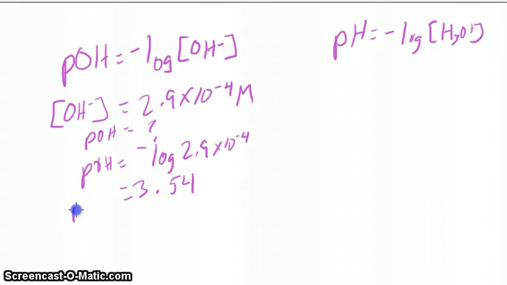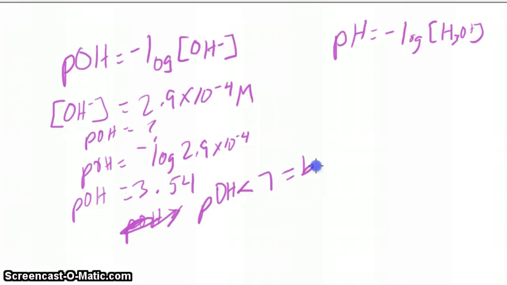And so you'll notice our pOH is low. It's less than 7. And a pOH less than 7 is a base. Bases have a pOH of less than 7, whereas on the pH scale they are greater than 7. If you have a pOH greater than 7, then that is an acid. So it's just the flip of the pH scale. Less than 7 is a base, greater than 7 is an acid.